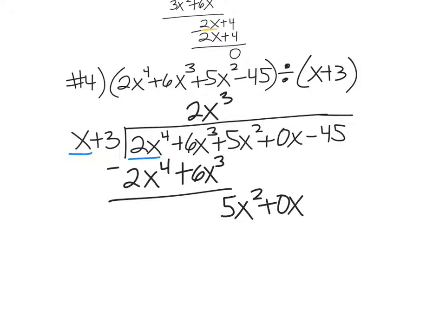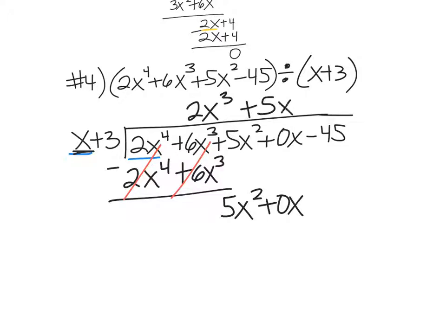Okay? So both of these canceled out. You're not going to write 0x cubed. You don't need that. Okay? You're just going to pull down the next 2 terms. Now let's do it again. So what times x is 5x squared?